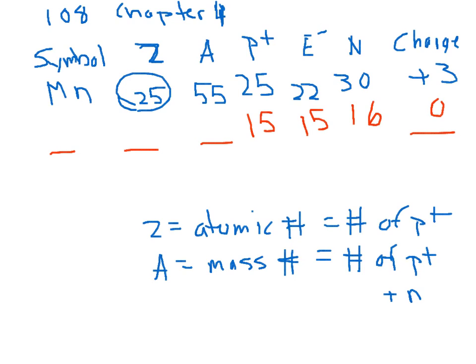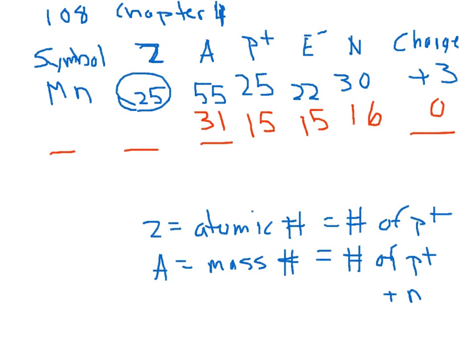Alright, let's work our way to the left now. A, again, is the protons and neutrons added together. So let's find those. 15 protons and 16 neutrons. I guess that means that we've got a mass number of 31.